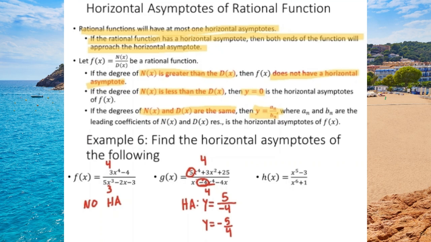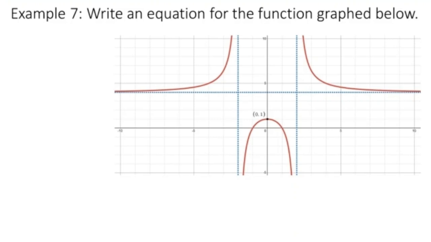Last, for h of x, the numerator is degree 5, while the denominator is degree 6. Since our numerator has the smaller degree, h of x does have a horizontal asymptote, which will be y equals 0. Now we're going to write the equation of the function graphed below.